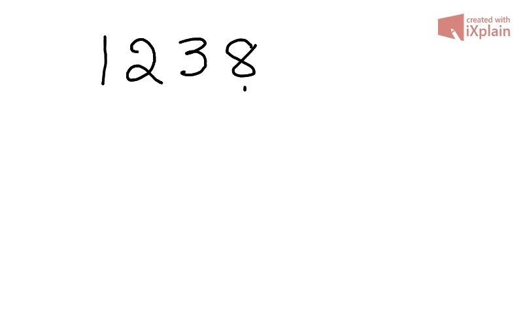Let's talk about place value, how we read numbers and what each of the digits actually mean. So this number here, we read it as 1238. Sometimes what I have to do is basically look at what each one of them means.